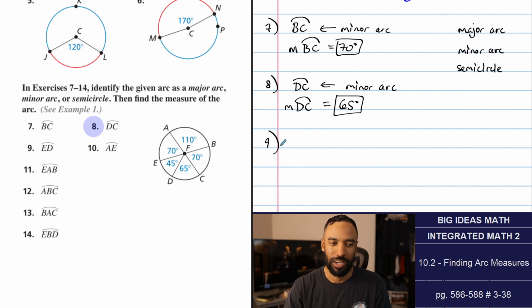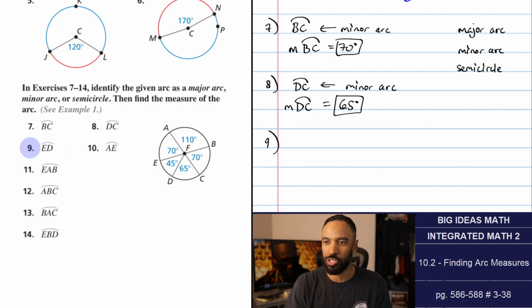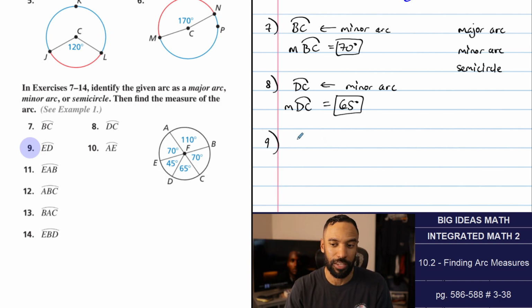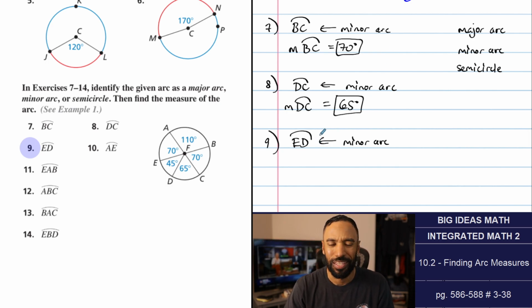All right, number 9. Let's do the measure of arc ED. 2 letters is also going to be a minor arc. Again, I'm not looking at the figure. It has to be that, literally. There's no other thing it could be. So ED is a, wait for it, minor arc. That saved a lot of time. It's a few problems, actually, so I think it did save a little bit of time. Measure of arc ED is going to be 45 degrees.